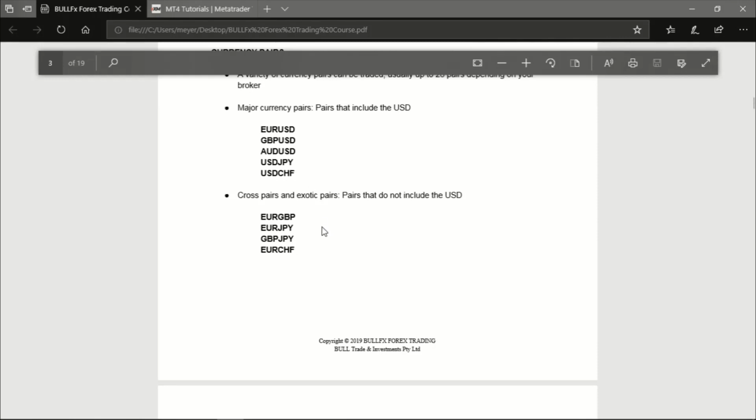Then we've got cross pairs and exotic pairs. Those are pairs that do not include the United States dollar. So for example, here we've got the Euro GBP, which is the Euro against the Great British Pound. Then we've got Euro JPY, which is the Euro against the Japanese Yen. We've got GBP JPY, which is the Great British Pound against the Japanese Yen. Euro CHF, which is the Euro against the Swiss franc. So those are cross pairs and exotic pairs.